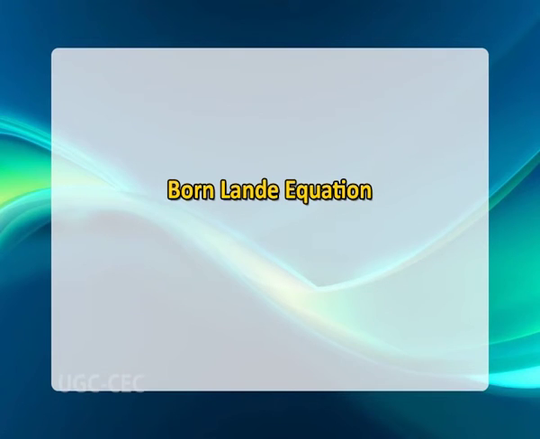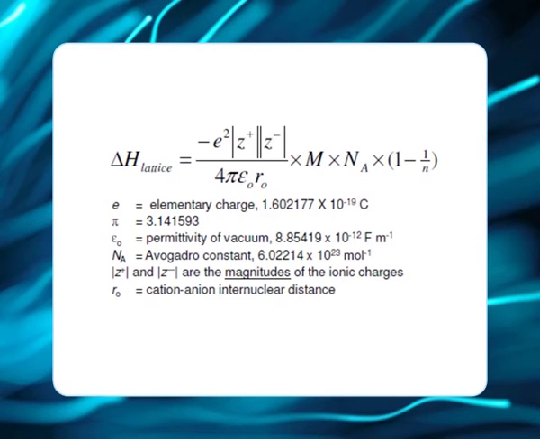Born-Landé equation. The lattice energy of an ionic crystal is equal to the sum of attractive and repulsive forces in the crystal. It can be calculated by using the Born-Landé equation as follows. Lattice energy is equal to negative of N0 A Z positive into Z negative e squared divided by R plus N0 B e squared divided by R raised to power n. The first part of the equation is the attractive force and the second part accounts for the repulsive force between the two oppositely charged ions.